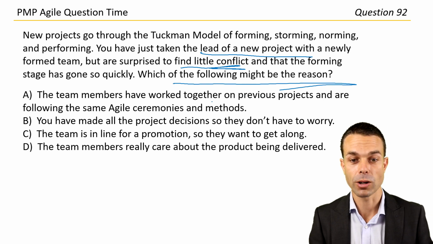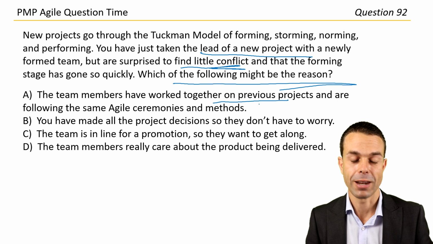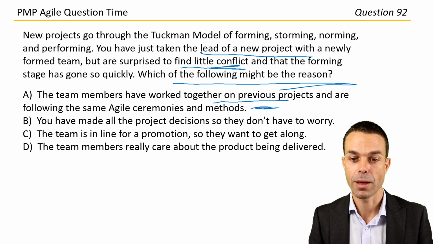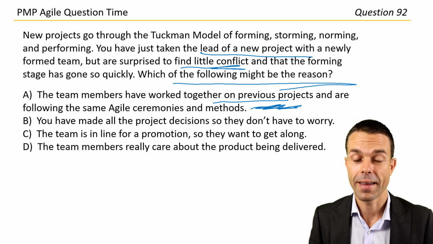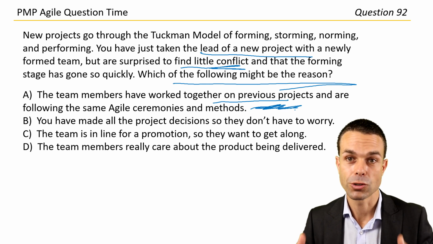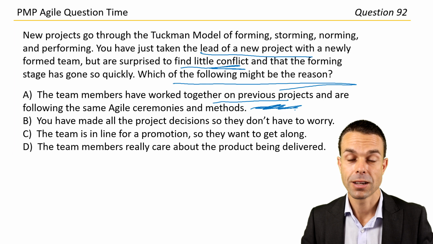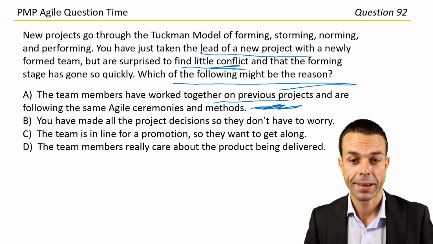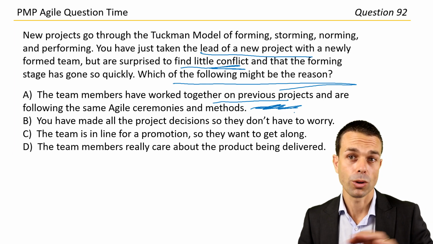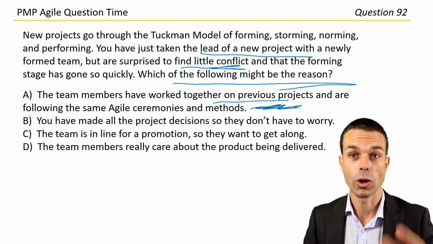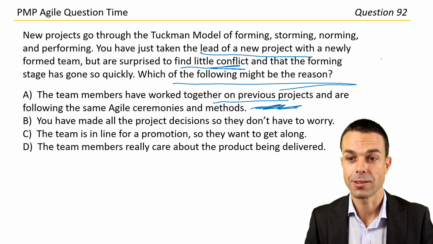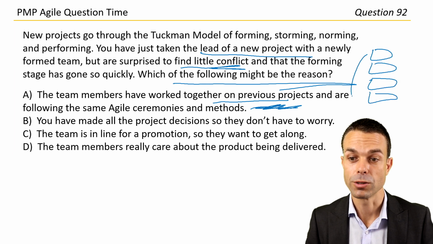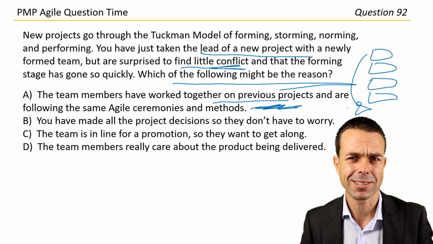The team members have worked together on previous projects and are following the same Agile ceremonies and methods. This is a really big one. If the team has worked together already, they have already been through a lot of this forming and storming and norming stage, and potentially are performing together already. And also having used all of the same ceremonies and working together in the same way, then they're already doing a lot of the things that you need to work through when a project team first forms. So they're already at the good stage. I think this is a good one.